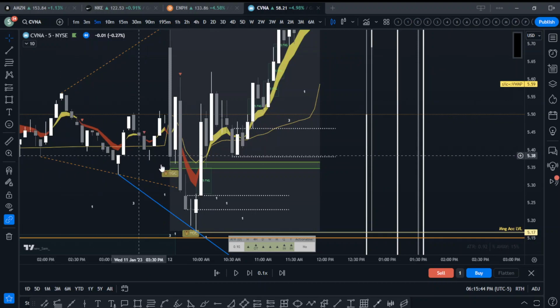Yes, that's what the Sannin clouds are based off, the 5 and the 8 EMA.